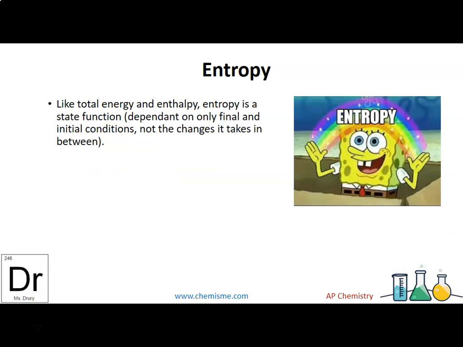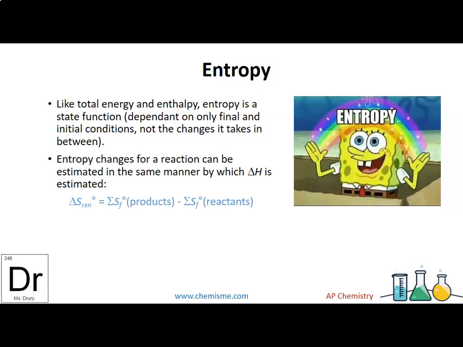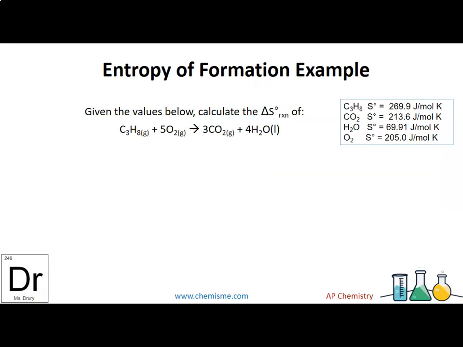Like total energy and enthalpy, entropy is a state function and it depends on its initial and final conditions. So to calculate it for a reaction, we can do products minus reactants like we did in the last video. So again, they can give you a reaction. This is the same reaction we did in the last video, but I'm doing it for entropy values. I also noticed that there are 4 entropy values because every substance has an entropy. There is no 0 for us. So we're going to do it the same way we did in the previous video.